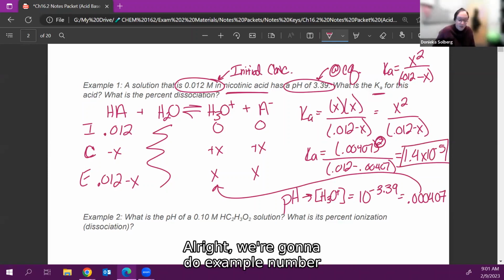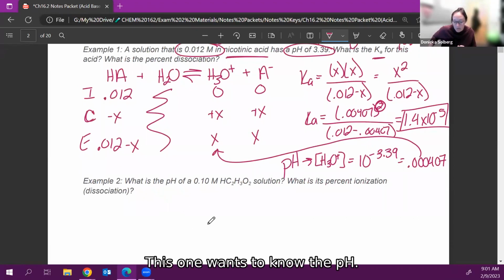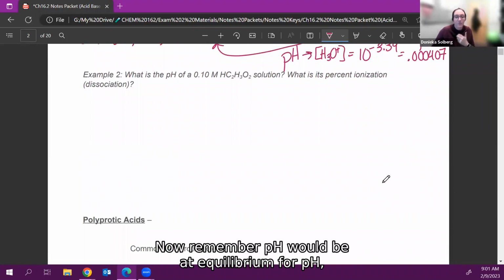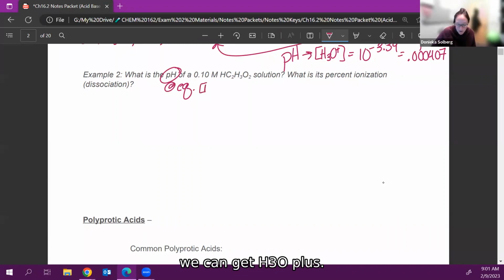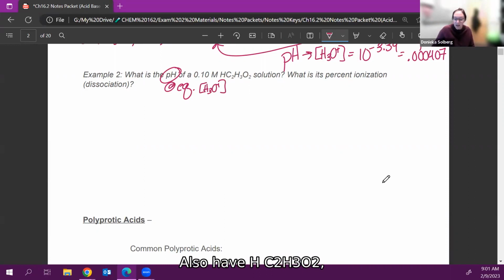All right. We're going to do example number 2 because instead of asking for Ka, this one wants to know the pH. Okay, so different type of question. Now remember, pH would be at equilibrium. And from pH, we can get H3O plus. Okay, so remember, those always go together. So I have HC2H3O2, which is acetic acid. What is the percent ionization?